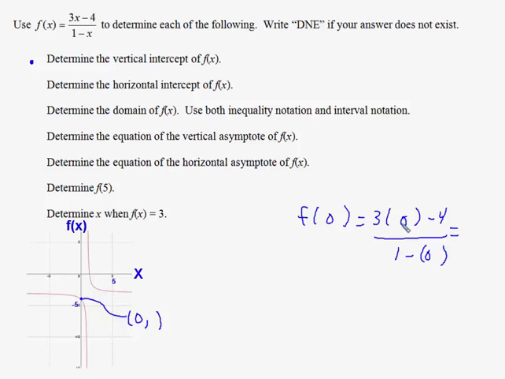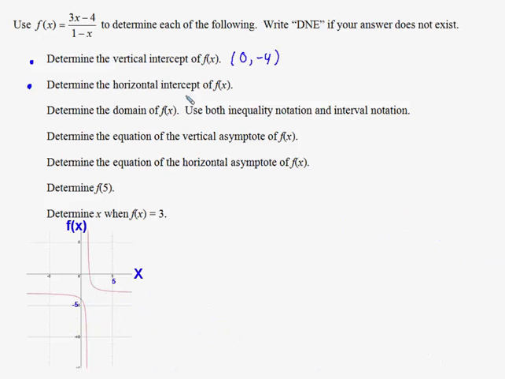3 times 0 is 0. And then 0 subtract 4 would be -4. And then 1 minus 0 is simply 1. And -4 divided by 1 is -4. And if you took the time to graph this, you would see that it certainly looks like it crosses at 0, -4. The horizontal intercept is the reverse.